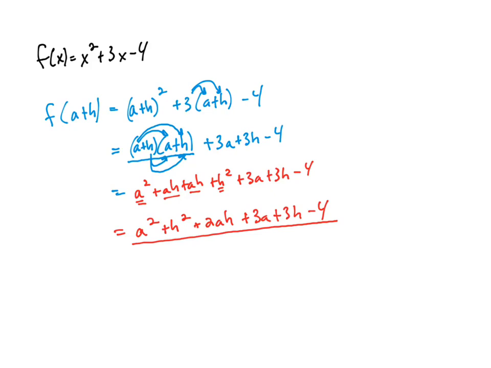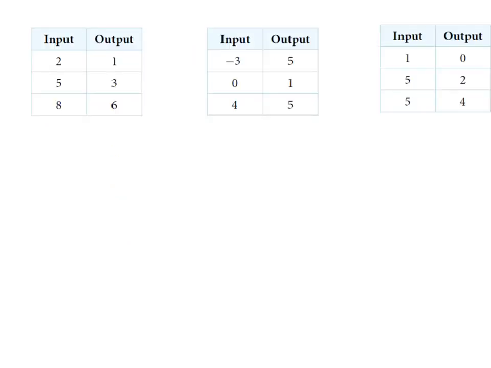All right, so that's a simple way that we can evaluate a function at different input values when we are given the function in an algebraic form. So something like this is called an algebraic form. All right, now let's look at a function that is not written in an algebraic form, but is in a table. All right, so I have three tables here. I'm going to name each of these. Let's call the first one f of x, the second one g of x, and the third one h of x.